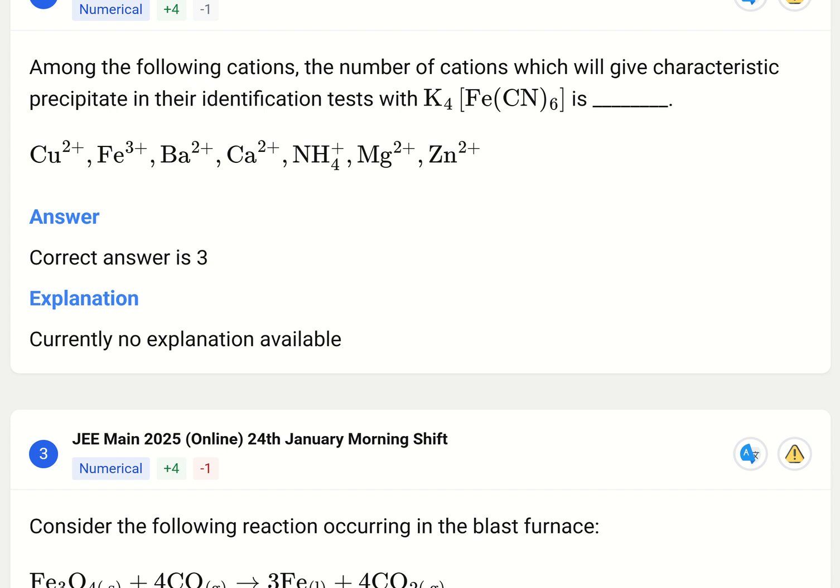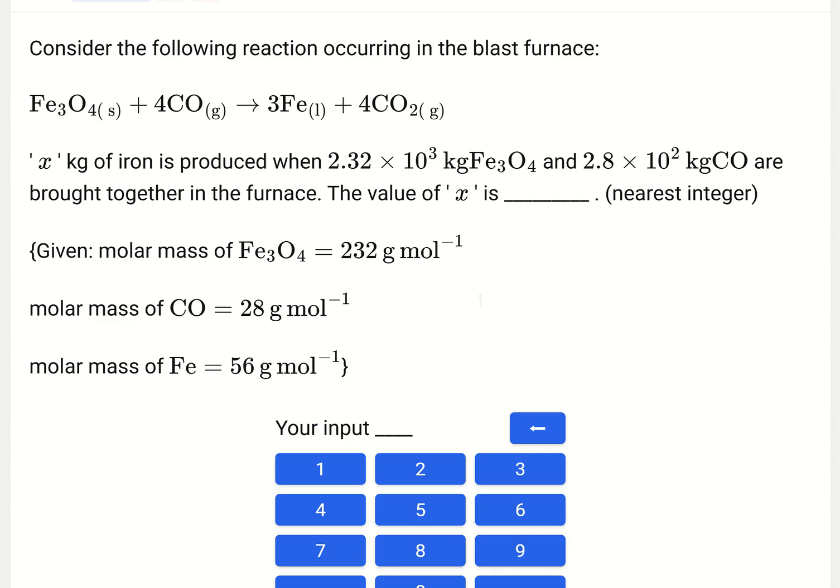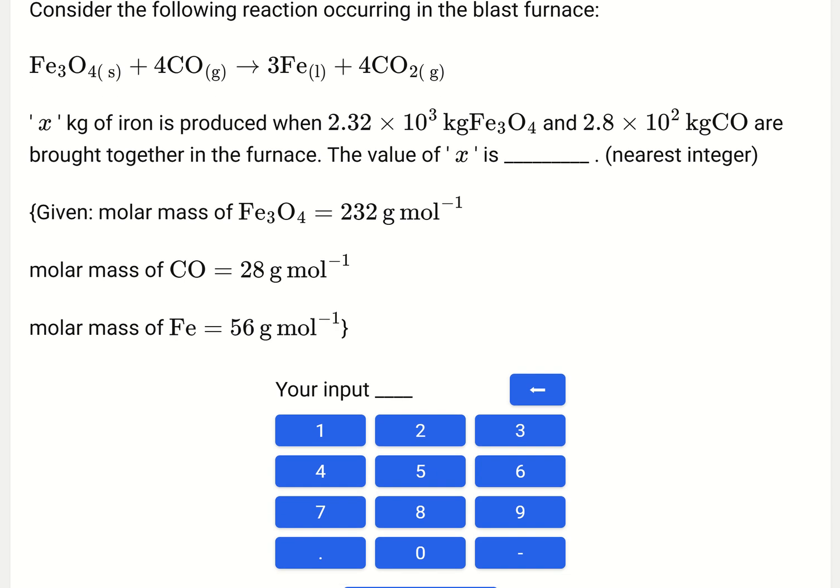Got this answer right. Okay. So moving to the next question. Consider the following reaction occurring in the blast furnace: Fe3O4 plus 4CO gives 3Fe plus 4CO2. So this is what we have got.